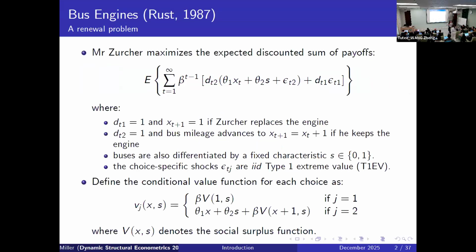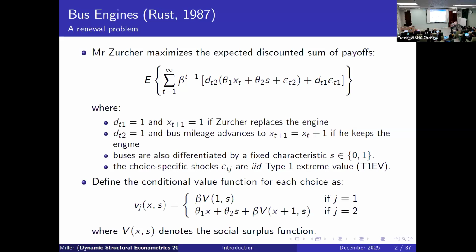So to start things out, I want to come to John Rust's celebrated bus engine example as a way of, for some of you, probably refreshing your memories, and for others, just introducing this stuff. Here we have a guy who's thinking about whether he should replace a bus, Mr. Zurcher, or whether he should advance the bus mileage by 1 unit to keep this nice and simple.